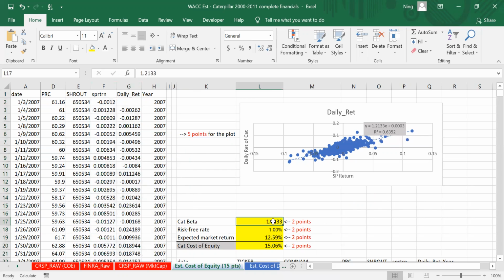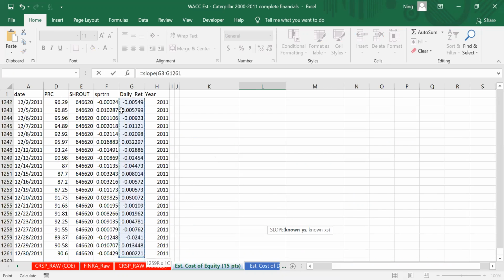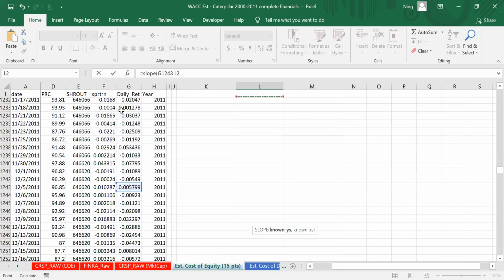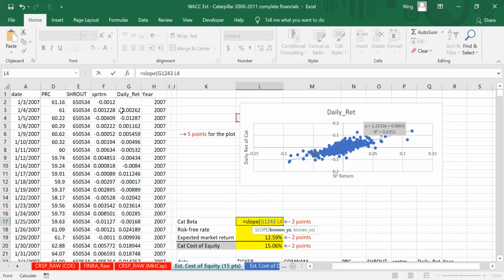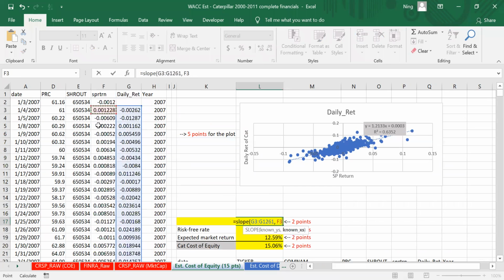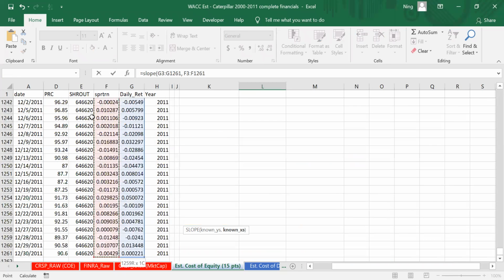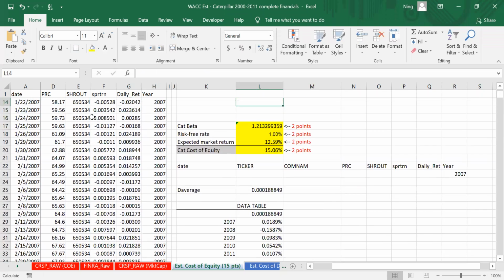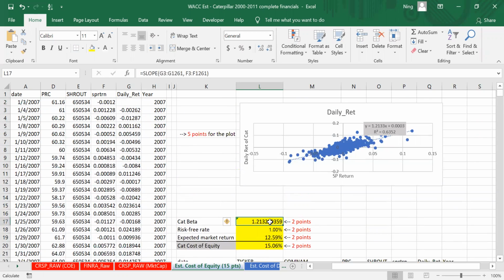The second way is simply to run a slope function where the y-axis is the daily stock return of Caterpillar. Oops, let's try it again. And select the x-axis. The x-axis is the S&P return. And once you do that, you should arrive at a very similar estimate for beta to match the estimate in the trend line.